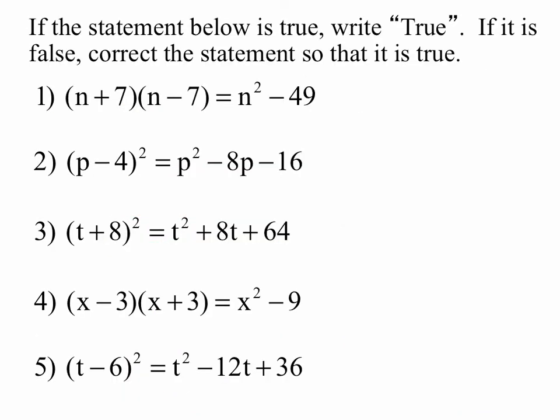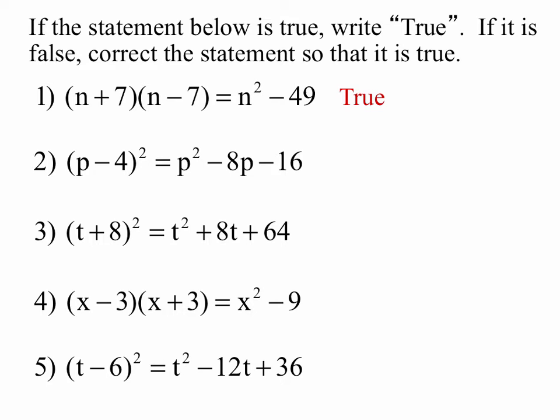All right, now you're going to tell me if it is true or false. Correct the statement so that it is true. So when we have n plus 7 times the quantity of n minus 7, we get n squared minus 49. Because the signs are different and the terms are the same, true, it is a difference of squares.